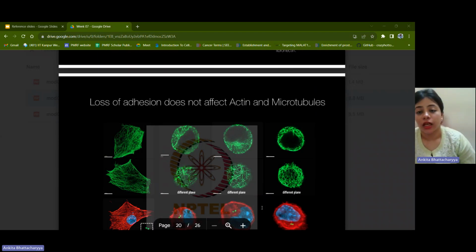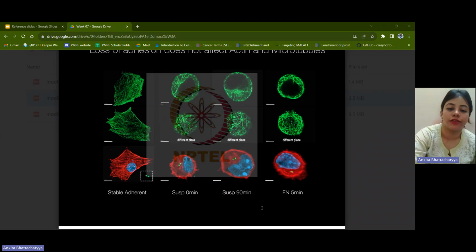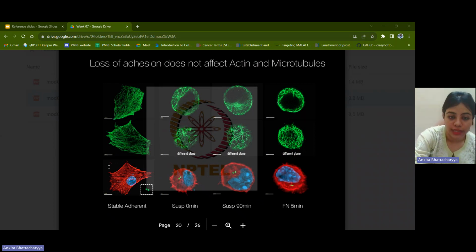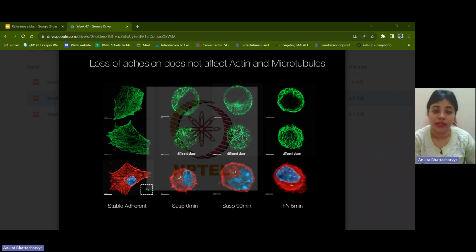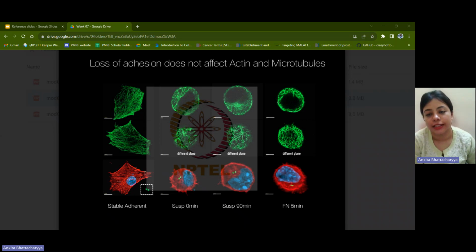Now, however, we see that the loss of adhesion does not affect actin and microtubules. That is, the cytoskeletal elements by themselves do not get affected. So these are the different conditions. Like I was saying, cells take up a distinct morphology under normal circumstances when they're adhered. When they're stably adhered, you are seeing these different types of arrangements for actin and for microtubules, versus when they are suspended at 0th minute and suspended after 90 minutes, you are seeing different types of arrangements occurring.